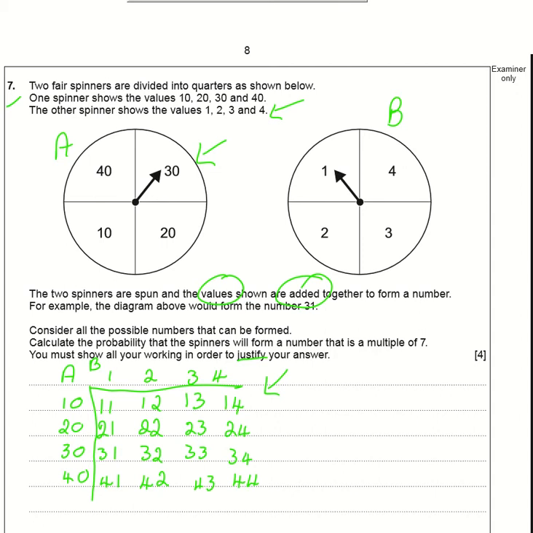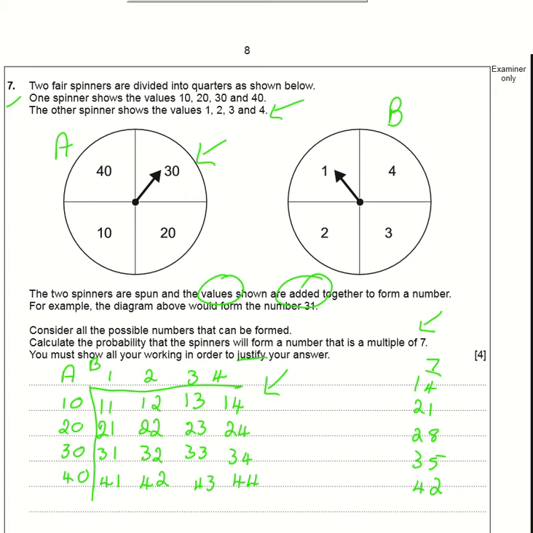Now I'm going to calculate the probability that the spinners will form a number that is a multiple of 7. So let me do the 7 times table: 7, 14, 21, 28, 35 and 42. Now which of those numbers appear in my table?